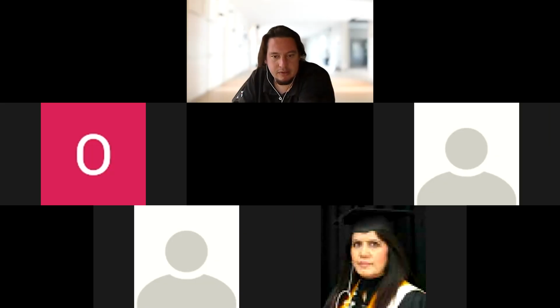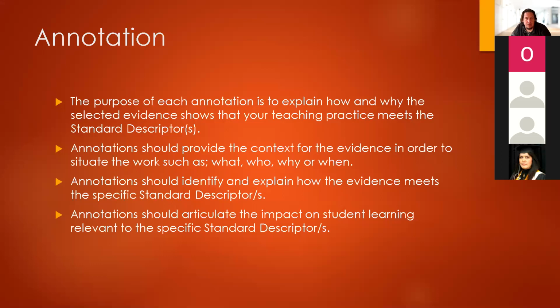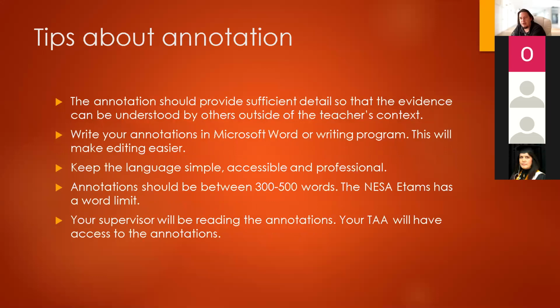Okay, let me just get back to this. Yeah. So your annotations should provide sufficient detail so that the evidence can be understood by others outside of the teacher's context. I said this last week as well. You should be able to write whatever it is that you've written, give it to Joe Blow on the street, and he should be able to read it and understand it. If you're adding too much meta language or too much complication into your annotation, if it doesn't put your supervisor to sleep, there is a good chance it'll probably put your TAA to sleep. Just make it simple, make it easy.